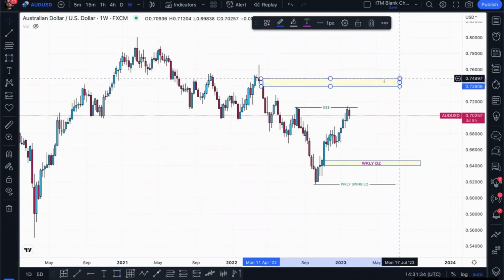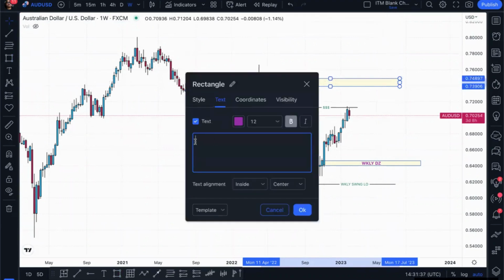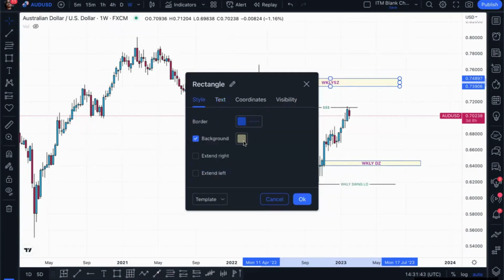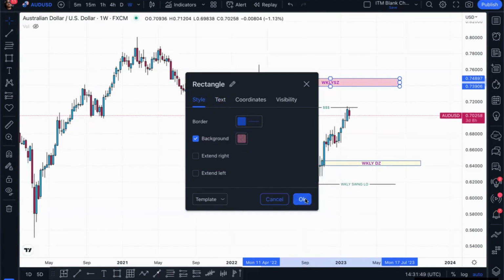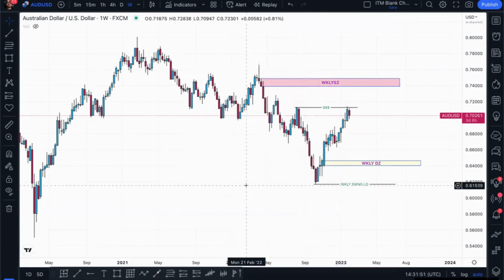And I can change the color. So we can say weekly supply zone. Probably I need a different background. That's better. Click OK. And now move to the daily time frame.